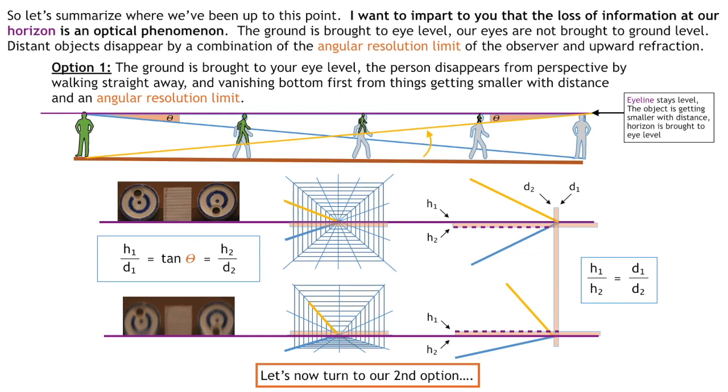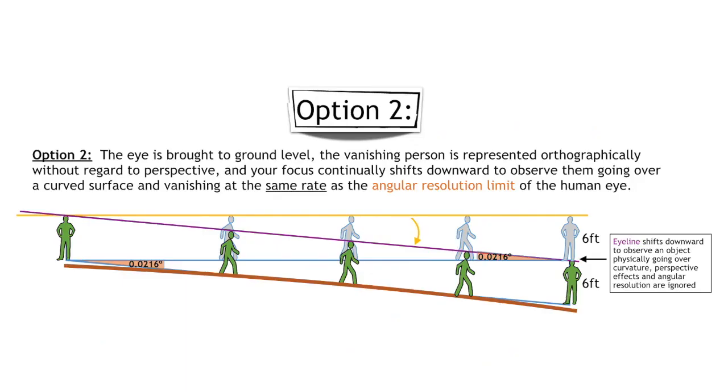Let's now turn to our second option. So option 2 was the eye is brought to ground level. The vanishing person is represented orthographically without regard to perspective, and your focus continually shifts downward to observe them going over a curved surface and vanishing at the same rate. It just so happens to be the angular resolution limit of the human eye, and we will show that momentarily. So again, within this diagram, our eye line shifts downward. It must shift downward to observe an object physically going over curvature. Perspective effects and angular resolution are ignored.